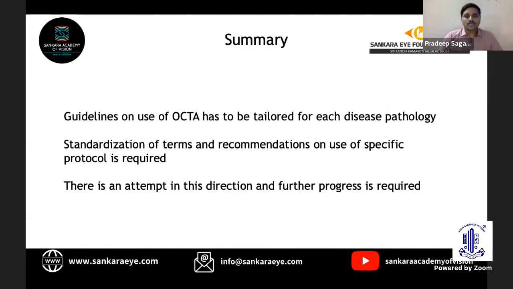So to summarize, guidelines on use of OCTA have to be tailored for each disease pathology, and it may not be the same. Standardization of terms and recommendations on use of specific protocol is required for each entity. And there's an attempt in this direction, but further progress is required for a better standardization.